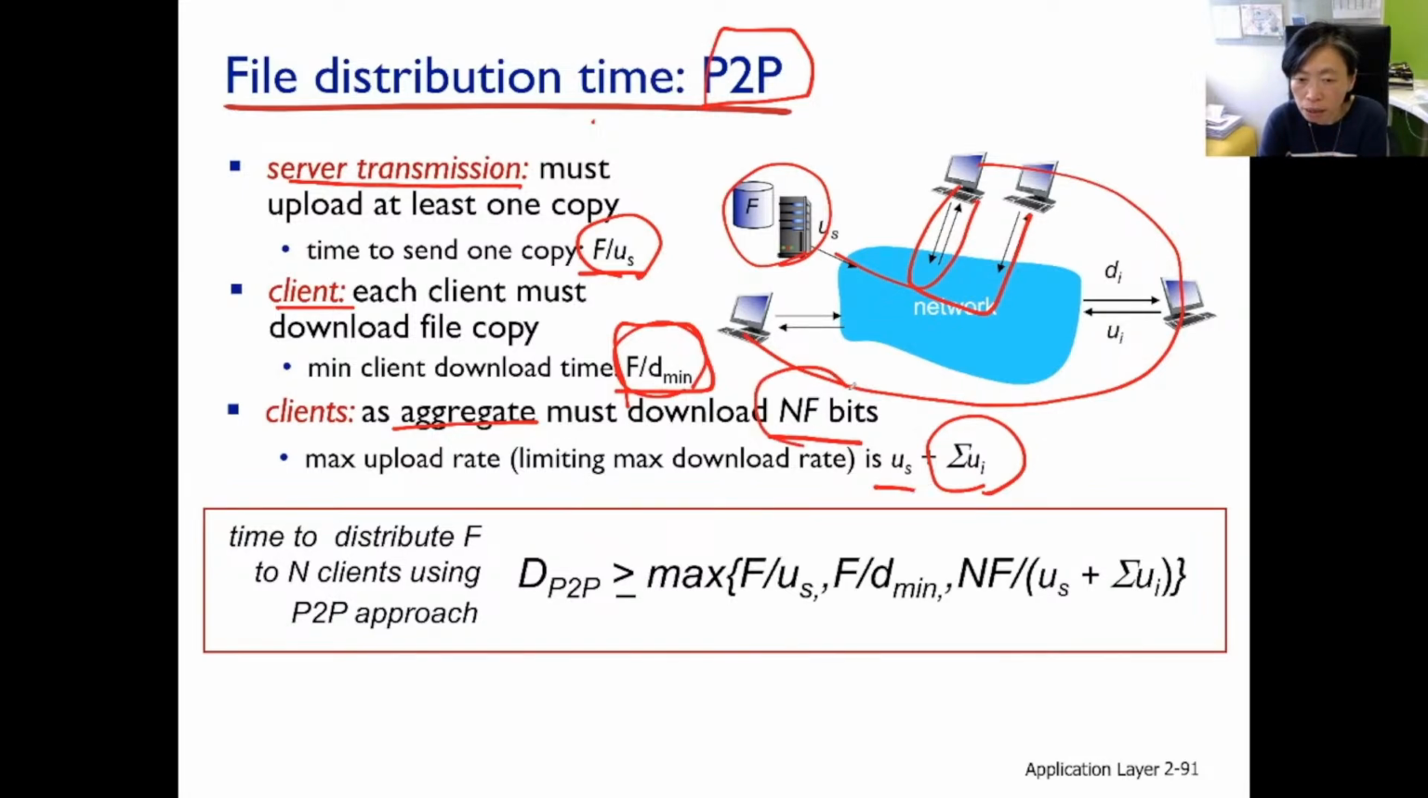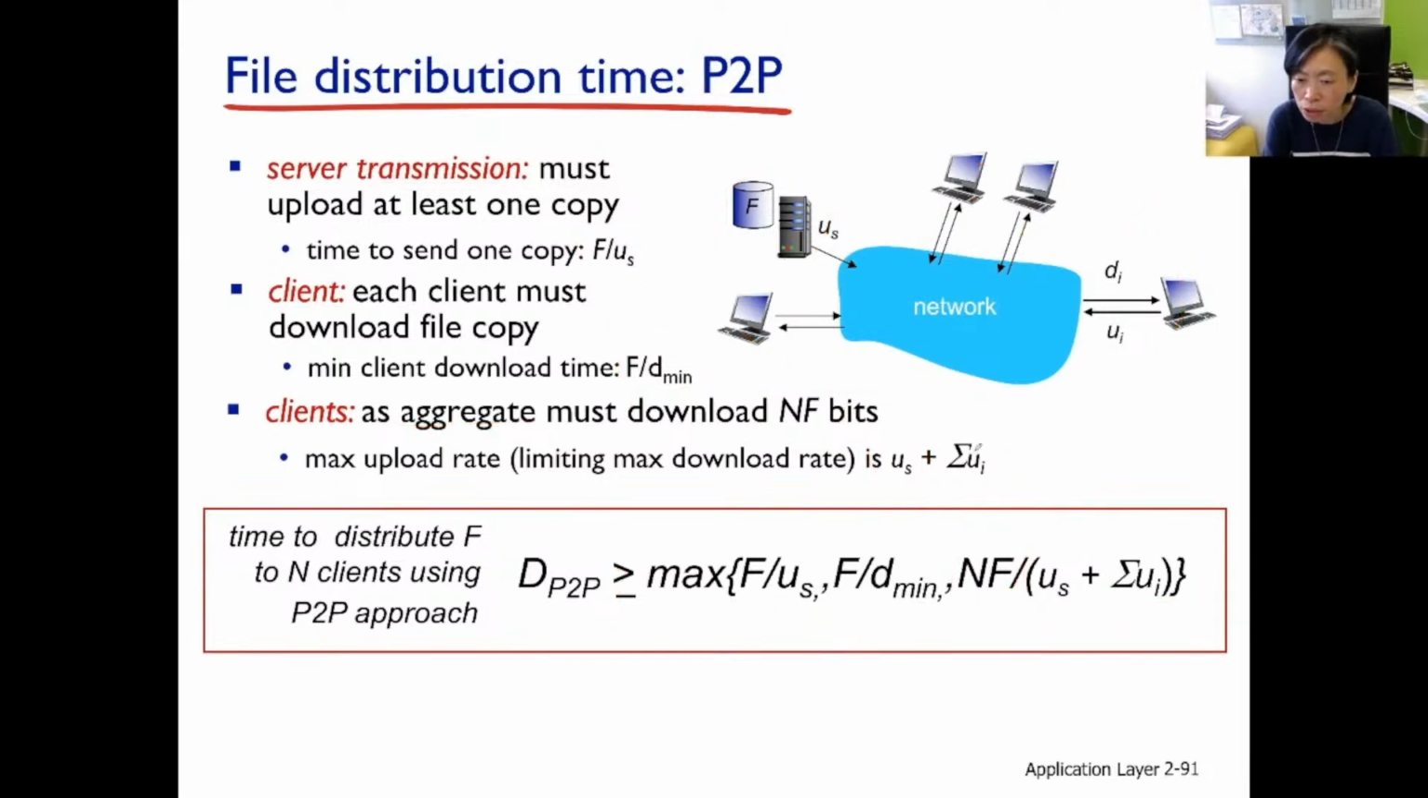If we want to download NF bits over this much bandwidth entirely, right? So we have the server being the bottleneck case, one of the clients being the bottleneck case, and the system overall being the bottleneck case. So NF bits that need to be passed out, over the entire uplink capacity of the system. Right? So the distribution time is bounded by one of these terms.